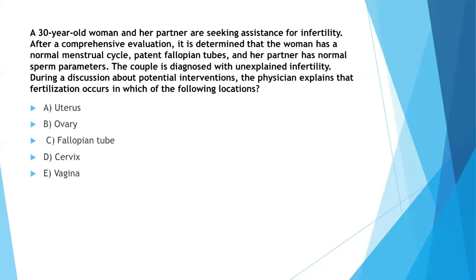So here we have a question. A 30-year-old woman and her partner are seeking assistance for infertility. After a comprehensive evaluation, it is determined that the woman has a normal menstrual cycle, patent fallopian tubes, and her partner has normal sperm parameters. The couple is diagnosed with unexplained infertility, and during a discussion about potential interventions, the physician explains that fertilization occurs in which of the following locations: uterus, ovary, fallopian tube, cervix, or vagina.